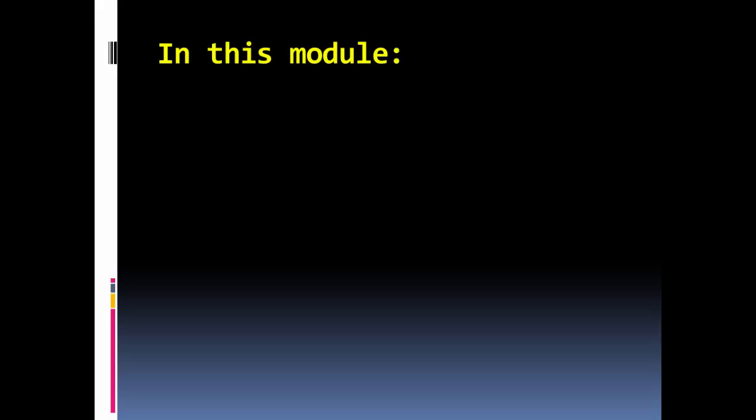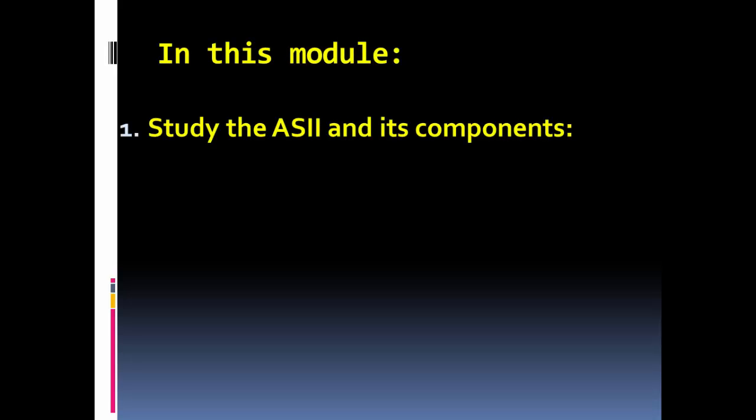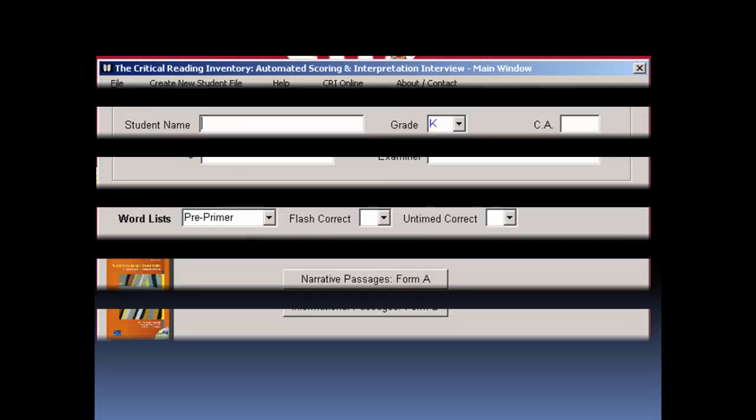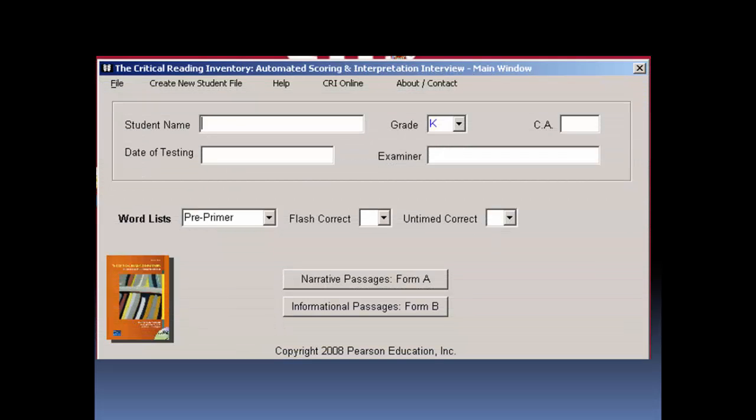Well, let's see. In this module, what we're going to do is we're going to study the ASII. We're going to look at its components. However, we're going to use visuals first, and then after we're familiar with it, we'll do it. All right? So, visual 1.